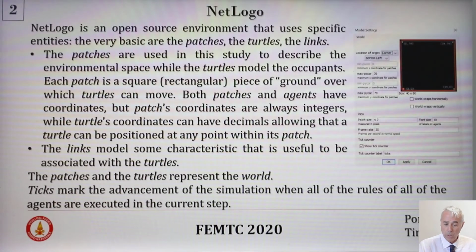NetLogo first. This is an open source environment that uses specific entities. The very basic entities in NetLogo are the patches, the turtles, and the links. We show here the model settings where we can define the kind of world to be modeled.